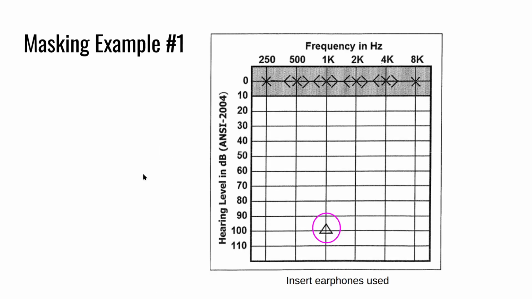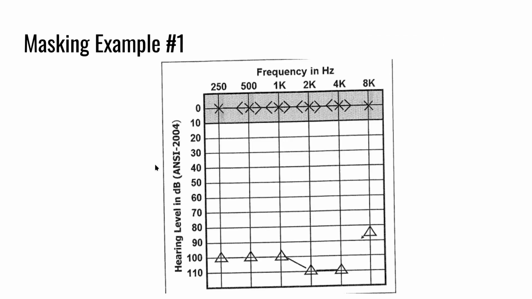Here is our masked right ear air conduction threshold at 100 dB using insert earphones. Now we move on to obtain masked air conduction thresholds for other frequencies. This is what we get when we mask for other frequencies. You can see we've had a significant shift across the board for right ear air conduction masked thresholds.